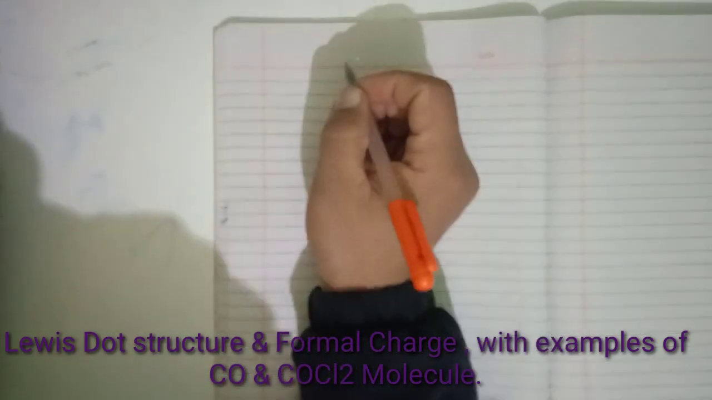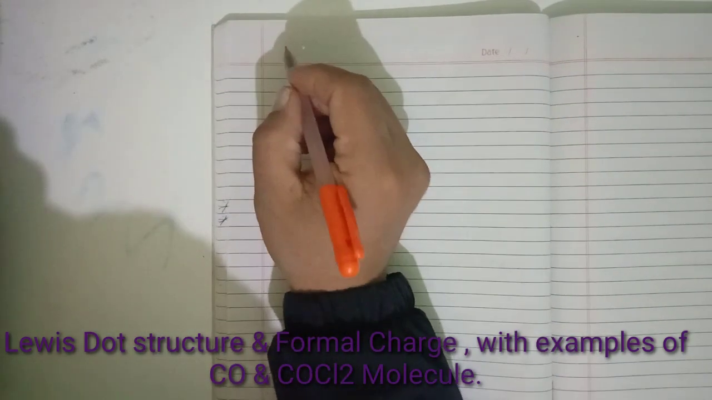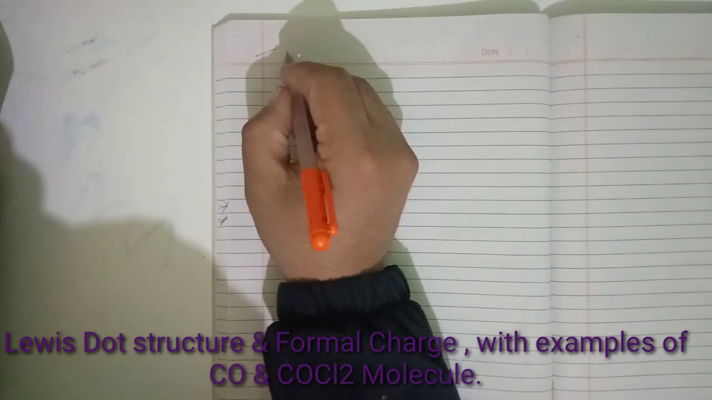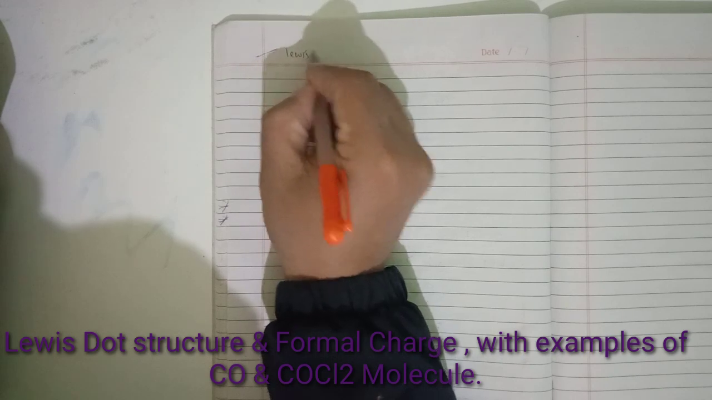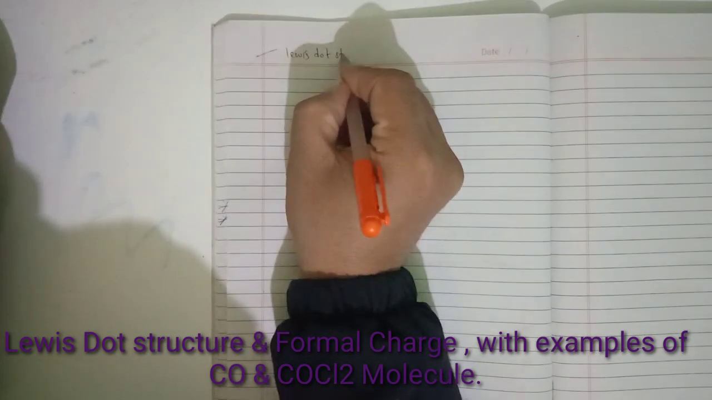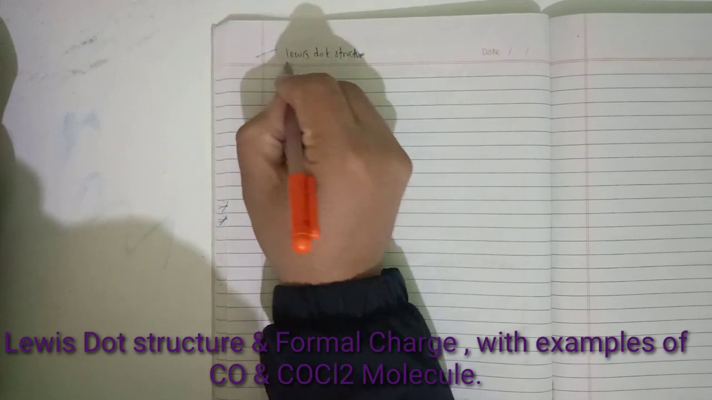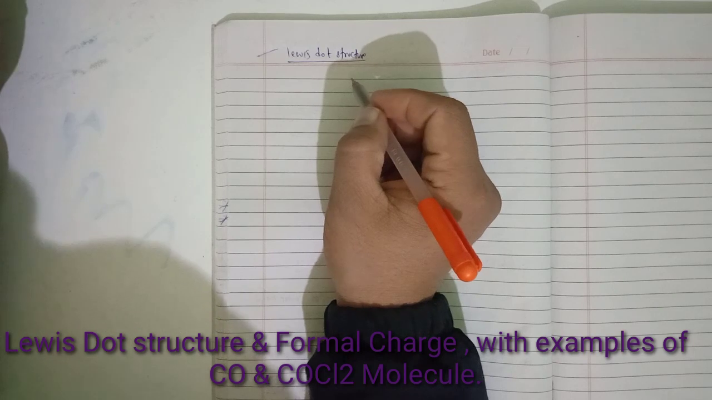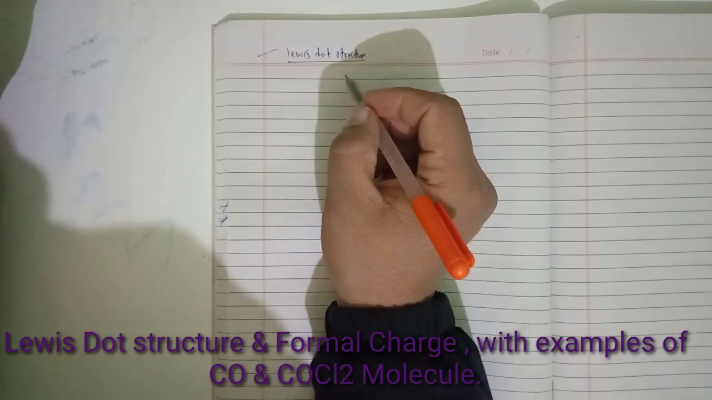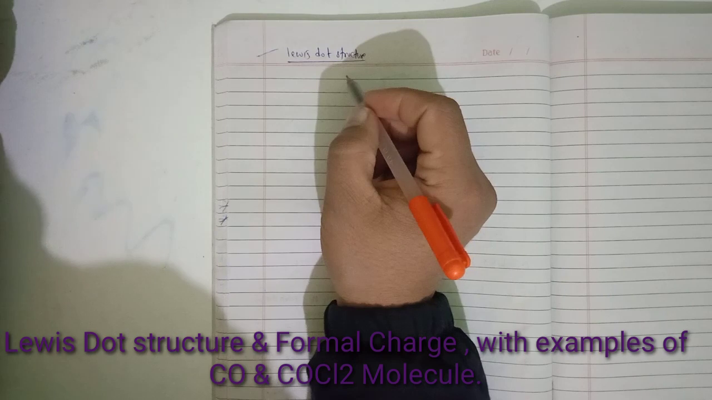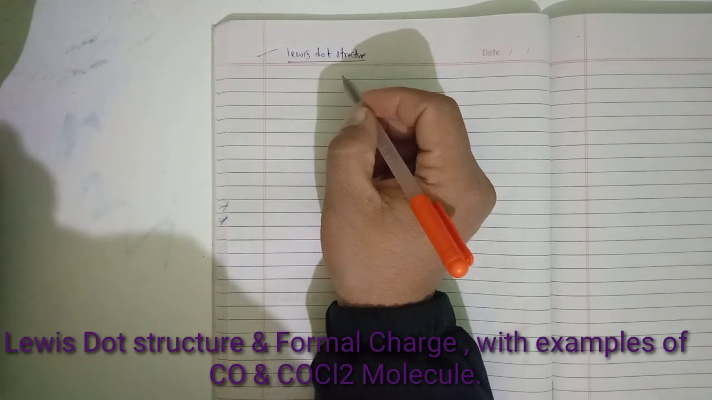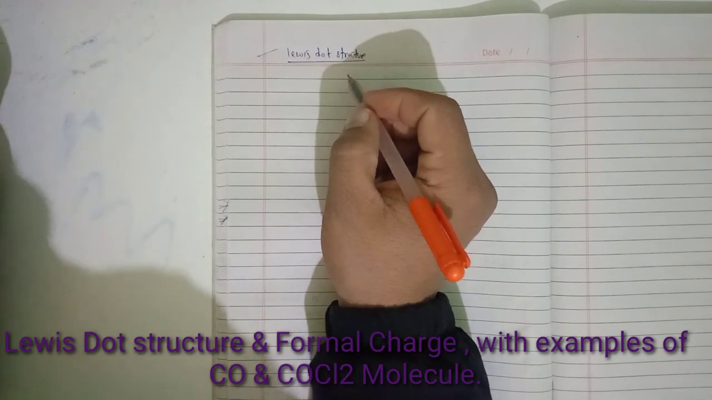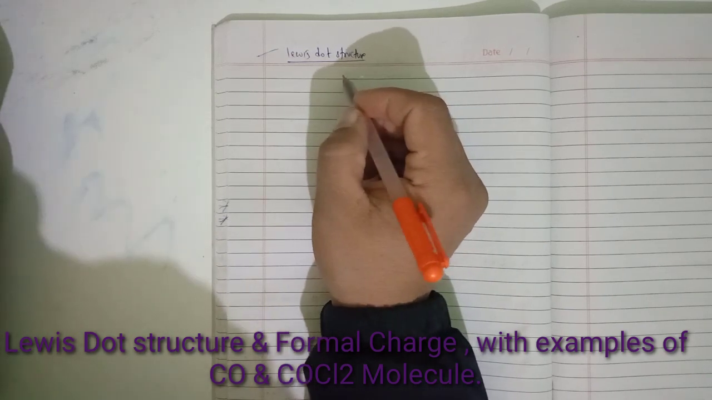Hello everyone, today we will discuss a topic in chemistry, that is Lewis dot structure. What are the different steps which are needed and which steps are to be followed so that a perfect Lewis dot structure can be formed.